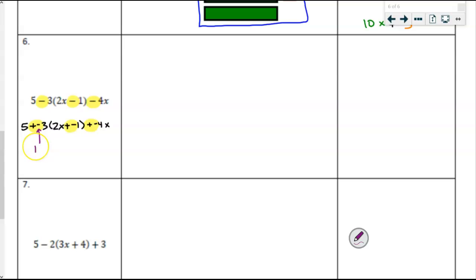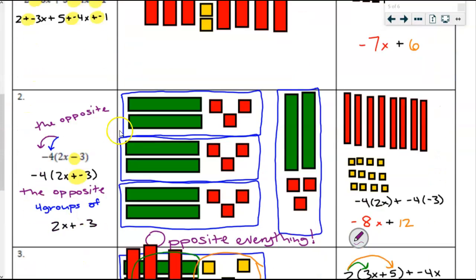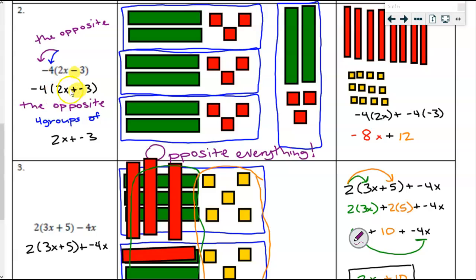We're changing everything to the opposite. So this is like combining everything we've done so far, including number 2. Remember, we saw this one on number 2. We had our 2x plus a negative 3. We had 4 groups of it, but then we had to change everything to the opposite in all 4 of those groups. So we're combining that with all of the other stuff that we've done.